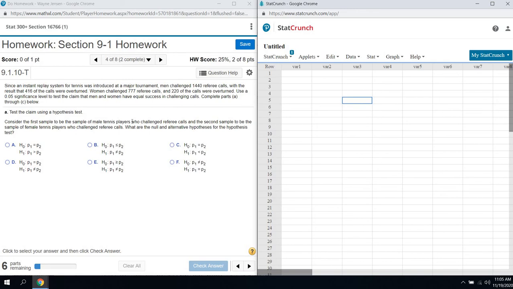So we're claiming that P1, the percentage of successful calls made by men, and P2, the percentage of successful calls made by women, are the same. Well, that's the same as our null hypothesis, so the answer has got to be different. So it's not A because we're not claiming one's greater than the other. It's not B because that's not a null hypothesis.